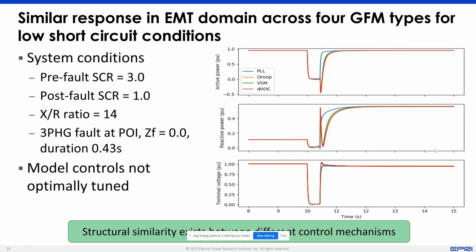Since the controls are not optimally tuned, the goal is not to compare which control is better or which control had an infinitesimal increase in rise time and so on. The goal is to compare the fact that the controls responded in a similar trend or similar manner for this severe test. So all 4 grid forming methods can showcase a similar response, a similar behavior, for the same kind of test that's applied.